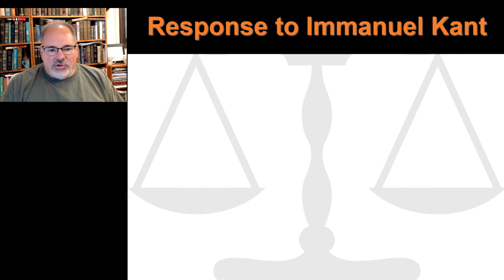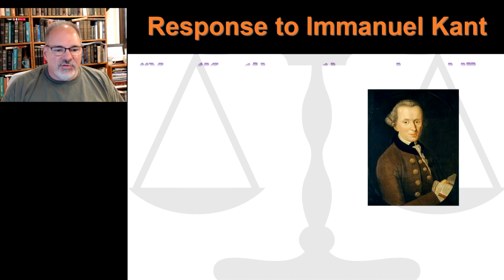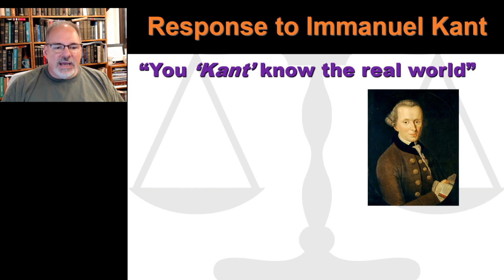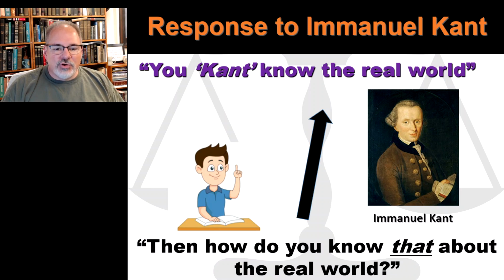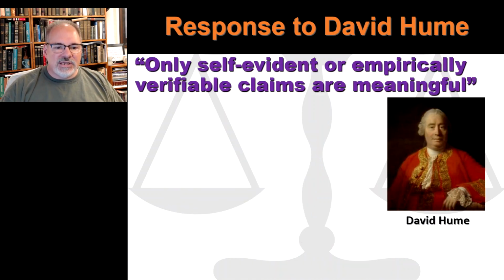Response to Immanuel Kant. So Kant is somebody from the past, a philosopher, right? He says you can't know the real world. Like it's not possible. Then how do you know that about the real world? This is almost like agnosticism, which says you can't really know God. Well, you have to know all about God to know that about him. In other words, you have to know the real world to say you can't know it. You have to have enough knowledge to be able to do that. It's a self-defeating claim.